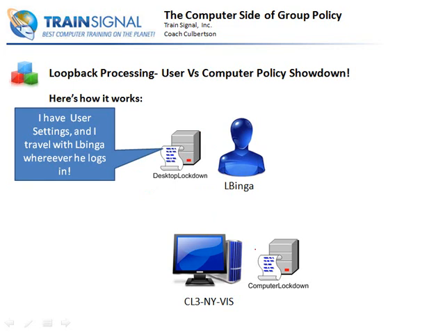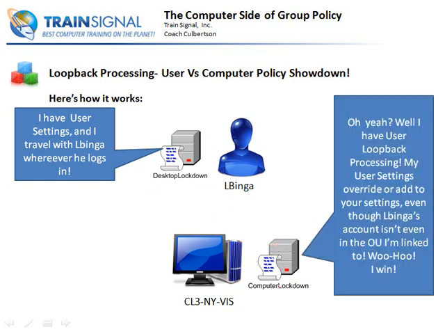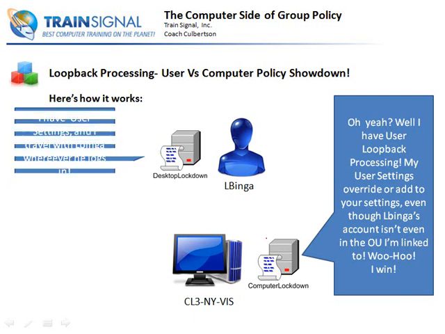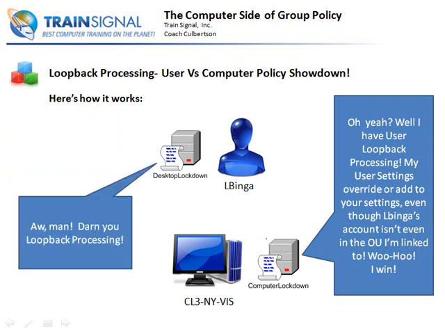However, let's say that CL3 is subject to the settings from computer lockdown. Let's say that CL3 is in the organizational unit that has computer lockdown applied to it or linked to it, right? Well, computer lockdown says, oh yeah? Well, let me tell you what, I have user loopback processing. My user settings override or add to your settings, even though LBinga's account isn't even in the organizational unit that I'm linked to. So he says, woohoo, I win. Now, that kind of makes desktop lockdown sad because it doesn't win.